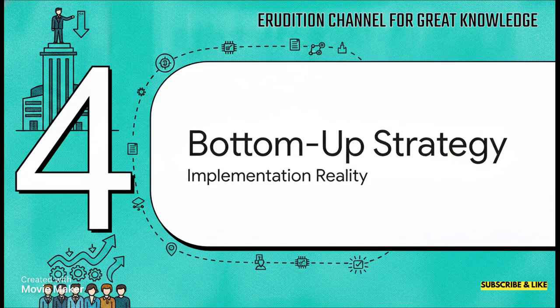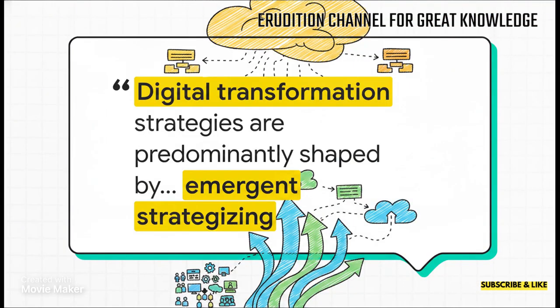Section 4. Bottom-up strategy emergence. The reality of implementation. Now, what's really interesting about this, we usually picture strategy as this grand plan handed down from the CEO's office, right? But here is a huge twist from the seminal work of Chainias and Hess. Their research concluded that holistic digital transformation doesn't actually start in the boardroom.